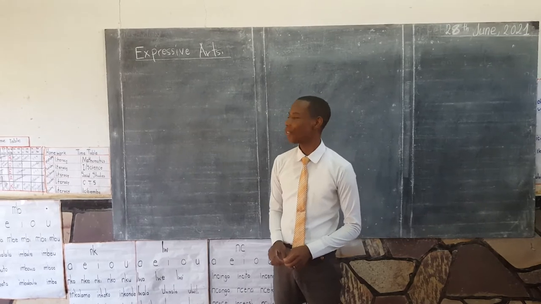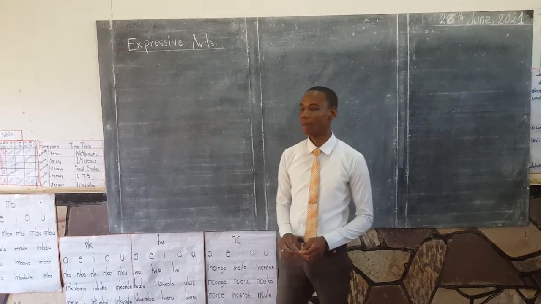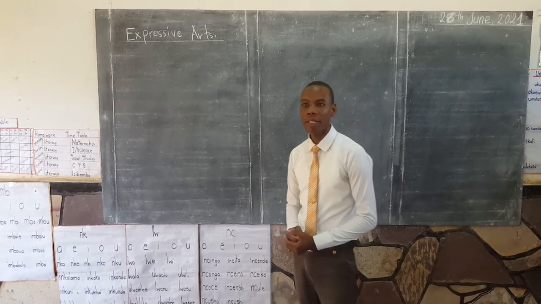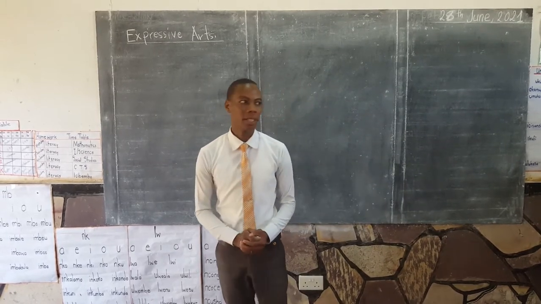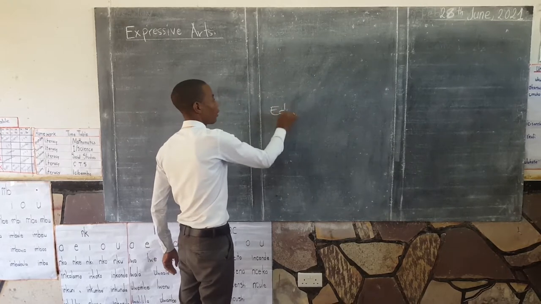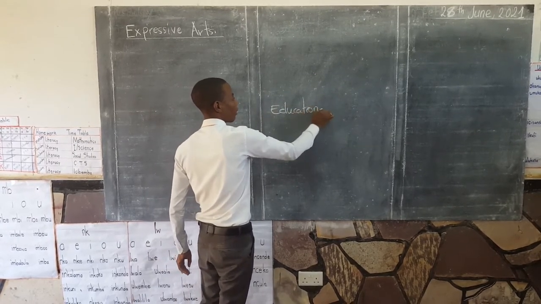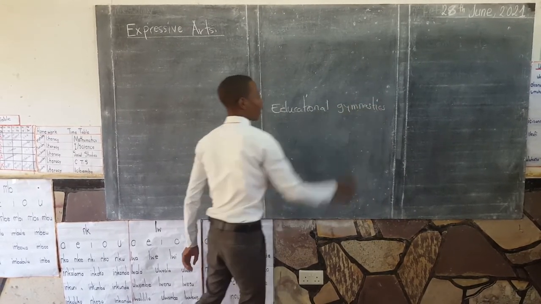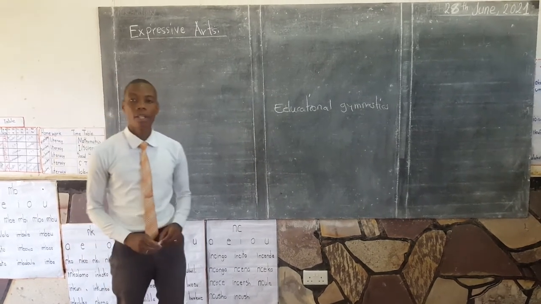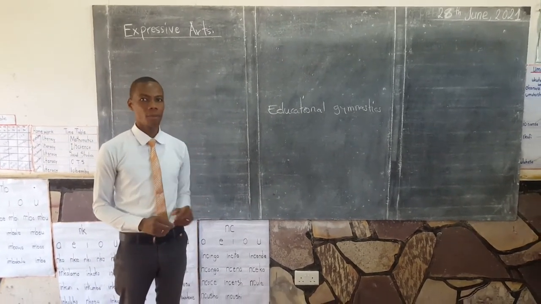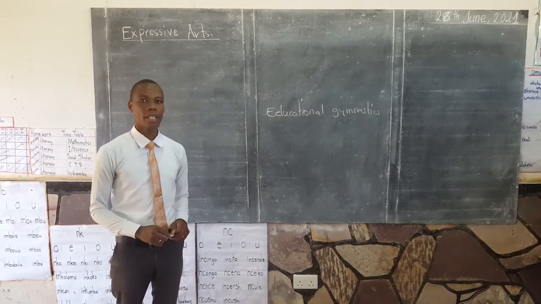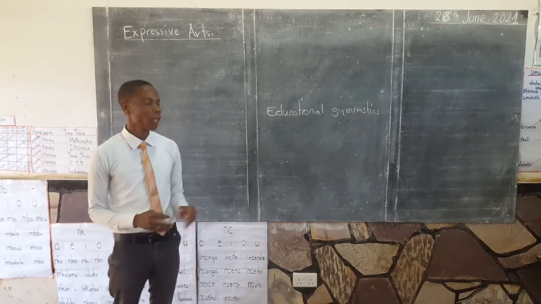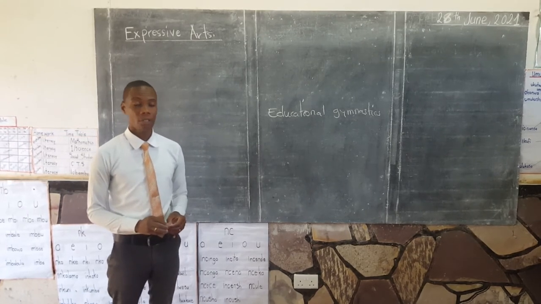Before I go into details of what I want to discuss today, I first of all want us to look at what we discussed last time when we met. We first began by looking at educational gymnastics. We said these are activities that you do on your own and not in a team. Educational gymnastics are usually, and in most cases, done by individuals and not in a team. We listed different types of educational gymnastics.